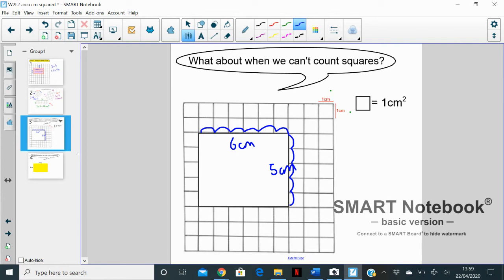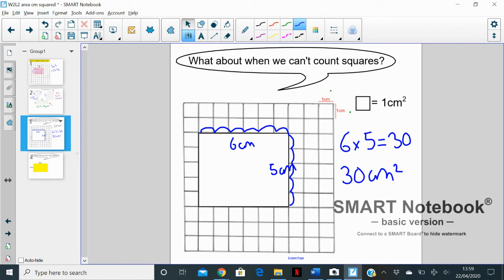So now I know how many centimetres long there are and how many centimetres wide there are. I'm going to use my multiplication, as I was doing before, to calculate the area. So I'm going to do 6 multiplied by 5, or 5 multiplied by 6. And I know that that is equal to 30. So this rectangle has an area of 30 centimetres squared.